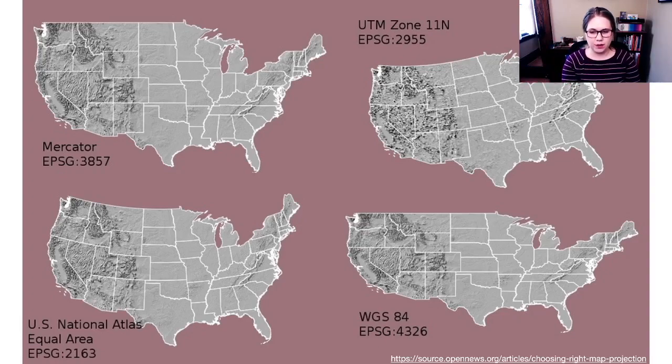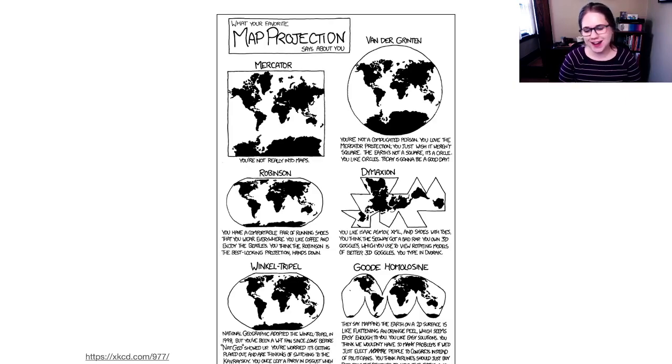An equal area projection, like from the US National Atlas, is the one where you can see a curve at the top of the United States. And this is trying to maintain the area of the states. And then we have a couple of other projections where we might see the United States rotated or flattened in some way. And of course, XKCD has a cartoon about map projections as well.